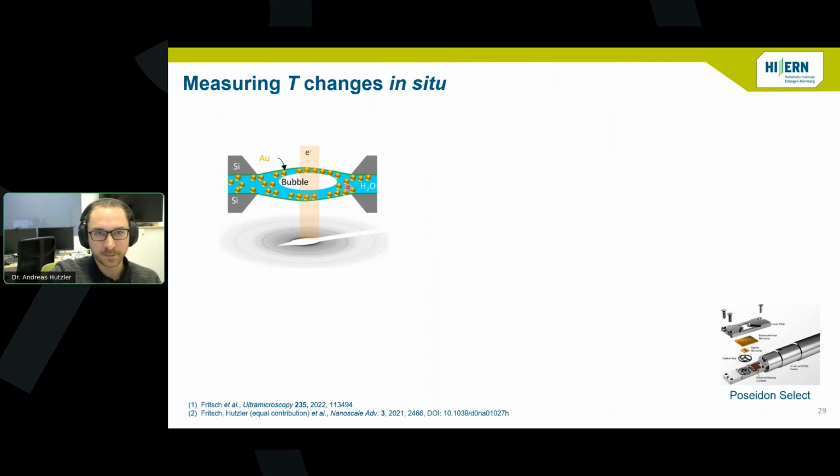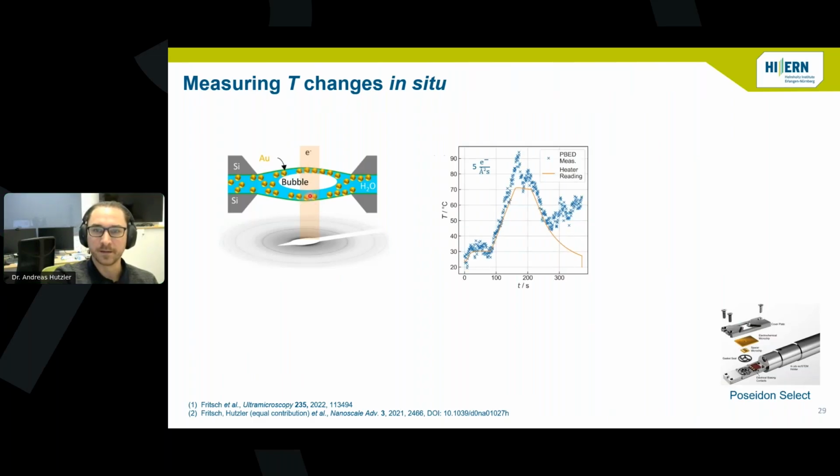But with a gas bubble, we did some measurements with roughly 140 nanometers of liquid, so 70 above the bubble and 70 nanometers below the bubble. And what we did is we applied a temperature stimulus starting at 30 degrees C, heating up to roughly 70 degrees C.